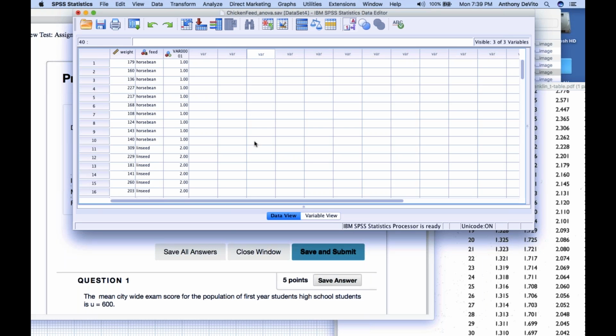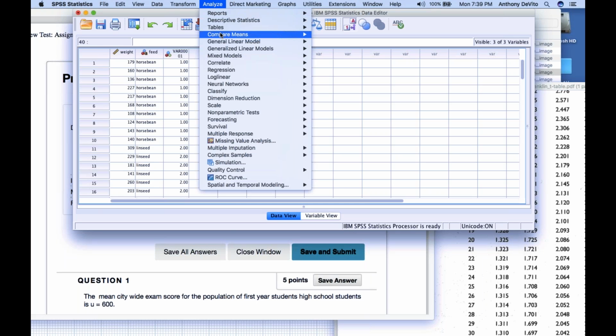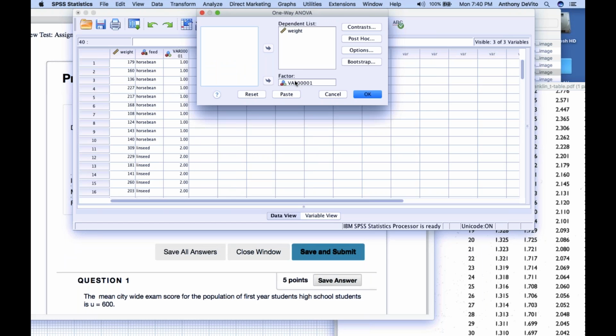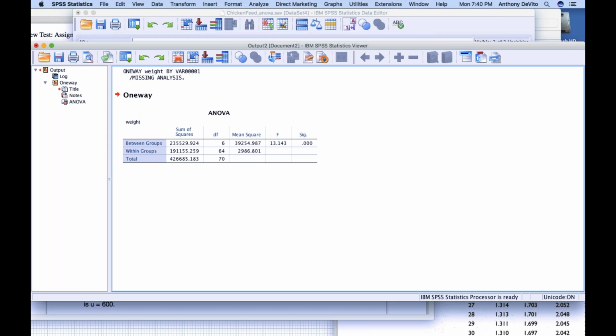Okay, we're back again. All right, sorry about that. Okay, so we were looking at analysis of variance. Before we broke for a break there, I went to analyze, compare means, one-way analysis of variance, and I asked SPSS to compare the amount of weight gained by these chickens based on the various different kinds of feed that they were fed. Okay, 1 represents horse beans, 2 represents linseed, and so on and so forth. So I'm going to go ahead and run this calculation and see what SPSS does for me.